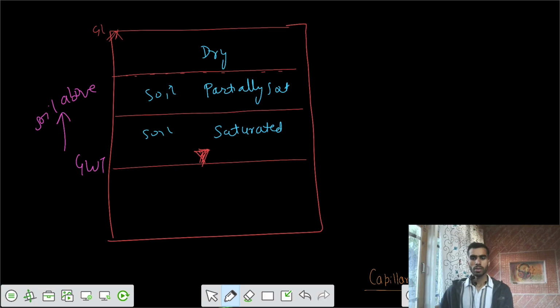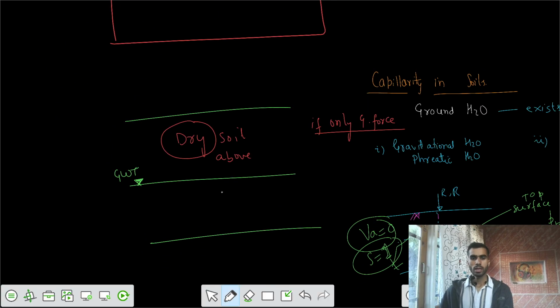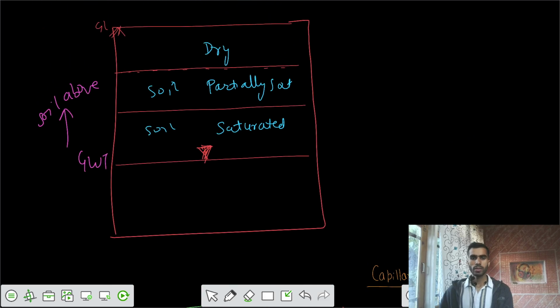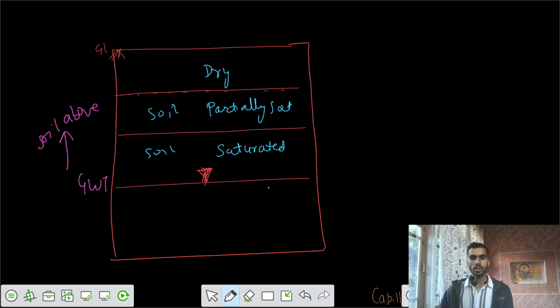If only gravitational force was there, this was your water table. That means only this part was saturated, with degree of saturation 1 and volume of air equal to 0, and above it there would be some volume of air in the dry soil, with degree of saturation not 1. But in this case, above the groundwater table we still have soil that is saturated. Here the degree of saturation is 1 and the volume of air is 0.